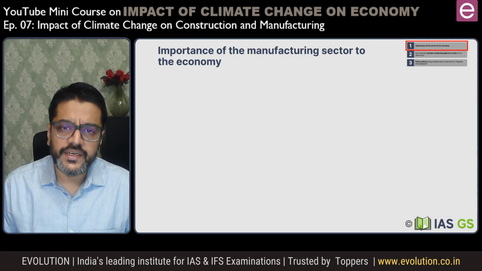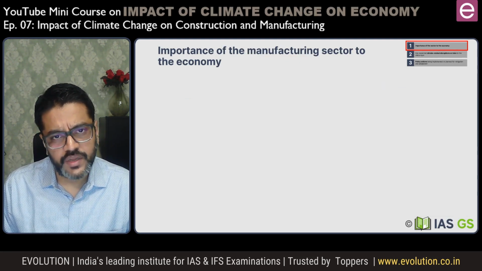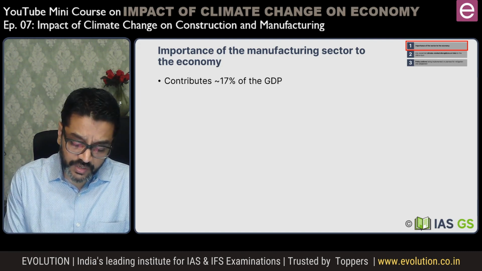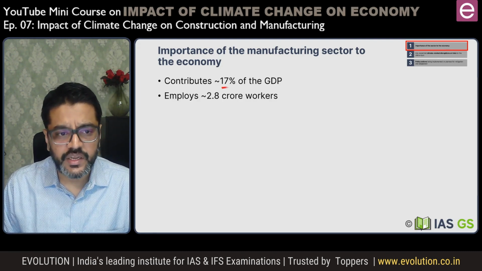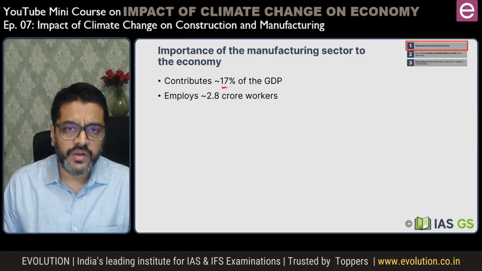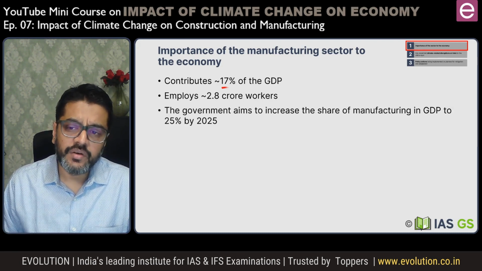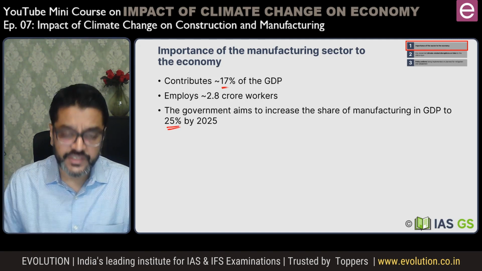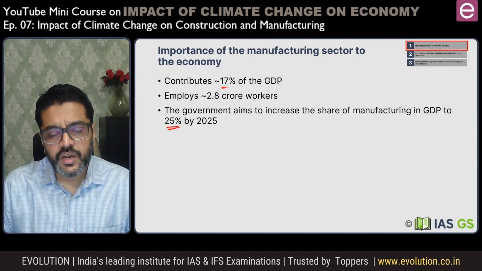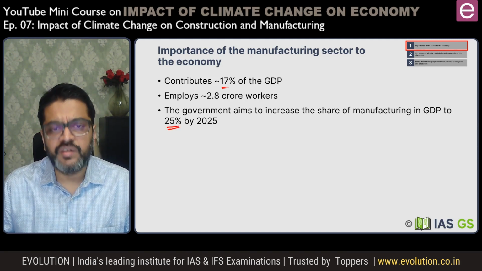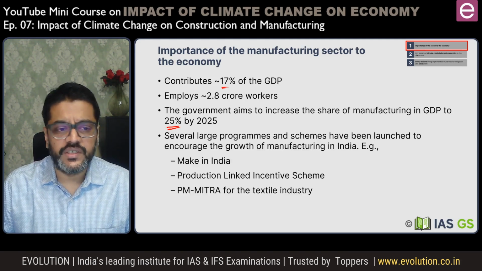Now the other sector: why is manufacturing important to the economy? It contributes around 17% of the GDP currently, and it employs around 2 crore 80 lakh workers right now, right? And the government's focus has again been on increasing the share of manufacturing in GDP to 25% by the year 2025. And for this, a number of initiatives have been launched in recent years, right?